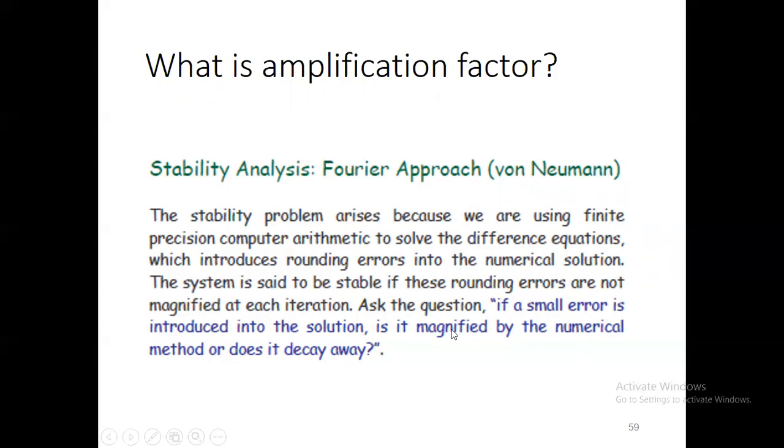And remember, why do we need the stability analysis? As we discussed in the classroom, we need the step sizes for which the error will not accumulate. Let us read this sentence. The system is said to be stable if these rounding errors are not magnified at each iteration. Ask the question: if a small error is introduced into the solution, is it magnified by the numerical method or does it decay away? Decay away means that with the passage of time, the error will grow very small and your numerical result will look exactly like your exact result.